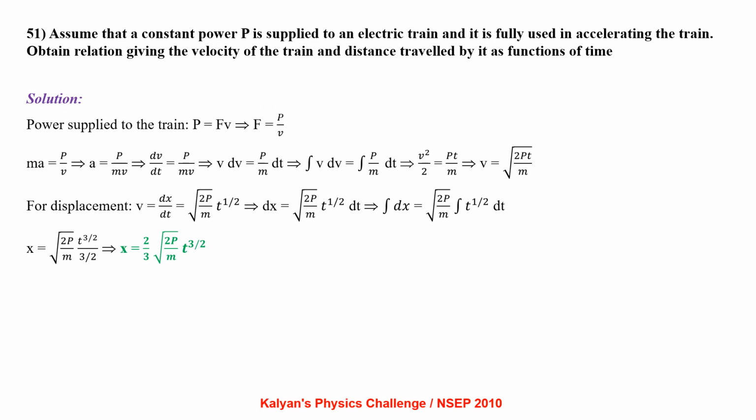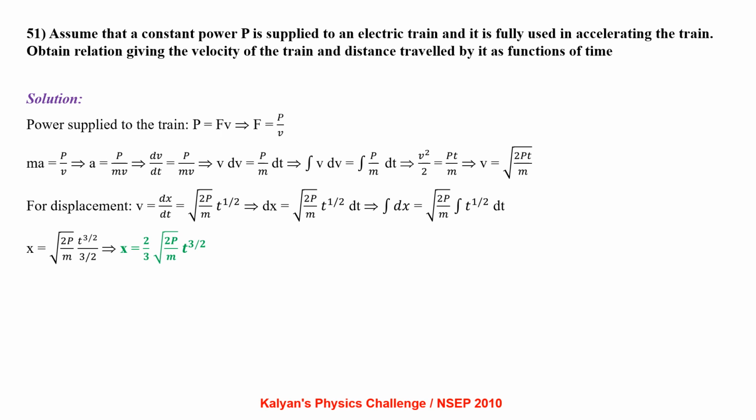Assume that a constant power P is supplied to an electric train and it is fully used in accelerating the train. Obtain a relation giving the velocity of the train and distance travelled by it as a function of time. Power supplied to the train P equal to F into V. From there F equal to P by V.